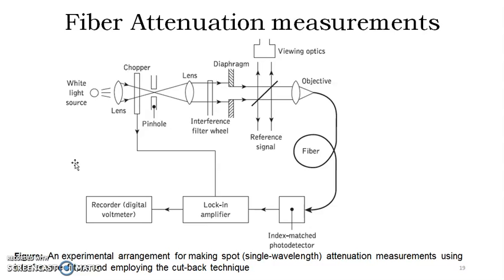So this experimental arrangement is used to identify the given source, or you can say the spot size, and that is defined by the pinhole, and the beam angular width is varied by using different diaphragms. So we consider this setup for variation over different wavelengths and different spot sizes.